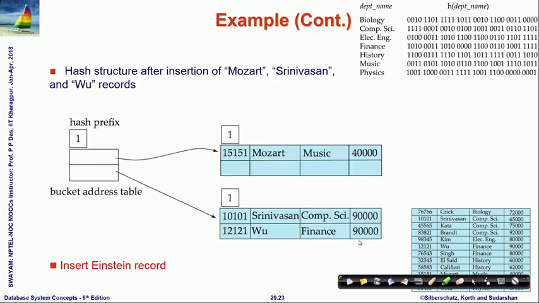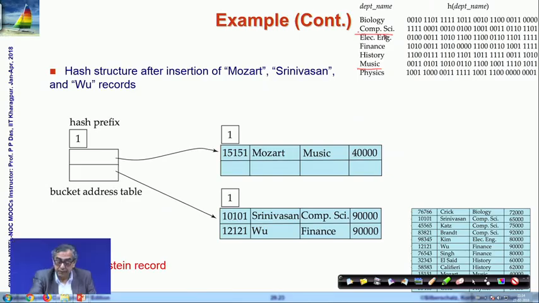So, if I look at Mozart, then Mozart is from the department of music. Srinivasan is from computer science, Wu is from finance. So, let us look at this. Mozart is from music, Srinivasan is from computer science, and Wu is from finance. So, these are the 3.